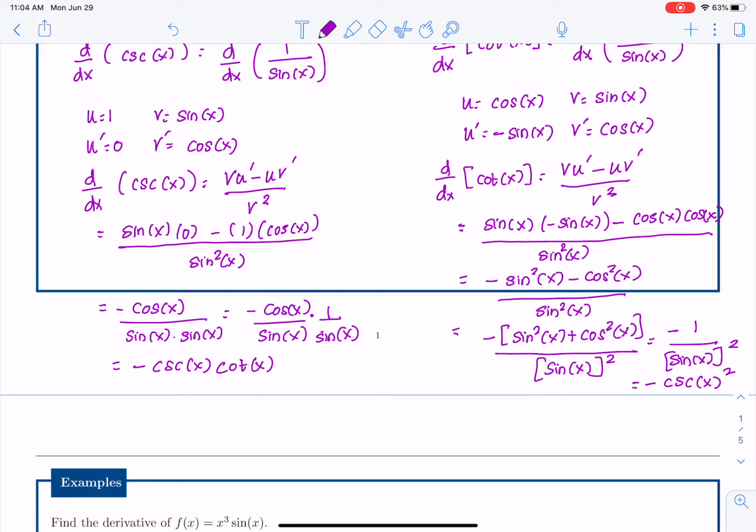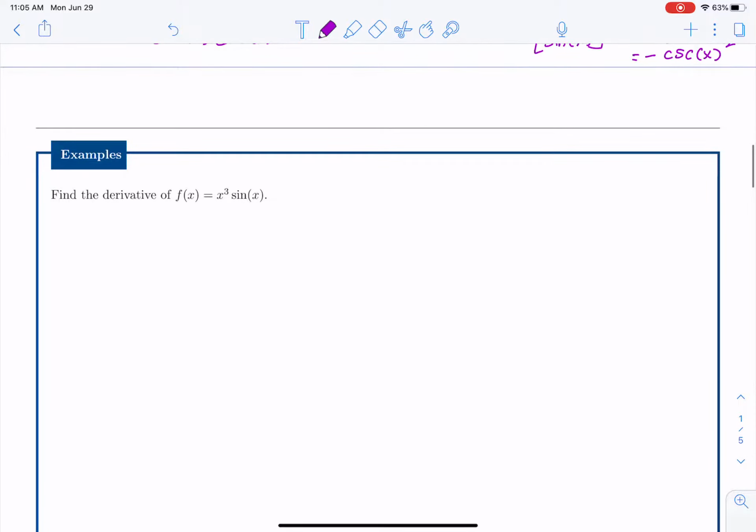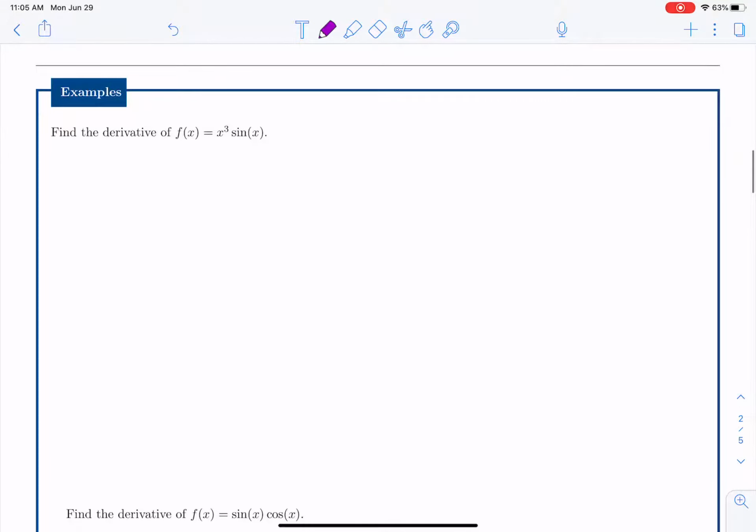So as I mentioned, you don't have to memorize every single derivative. If you know one, you can, of course, derive the others, but these days you have a table of derivatives and a table of integrals, so you could just use those tables. So here we have two functions, the product of x cubed and sine x. u would be x cubed, v would be sine x, u prime is 3x squared. The derivative of sine x is cosine x.